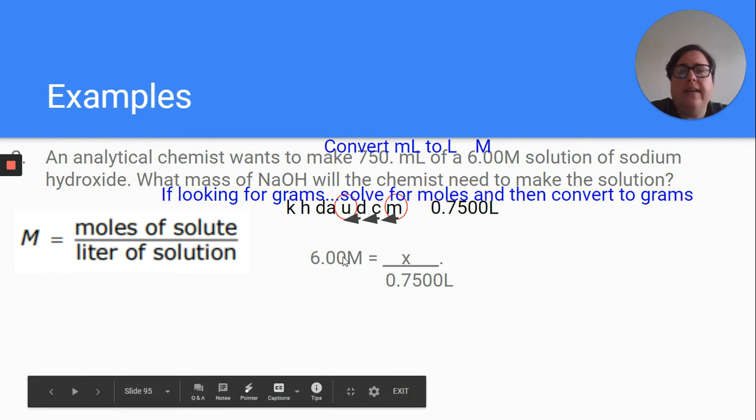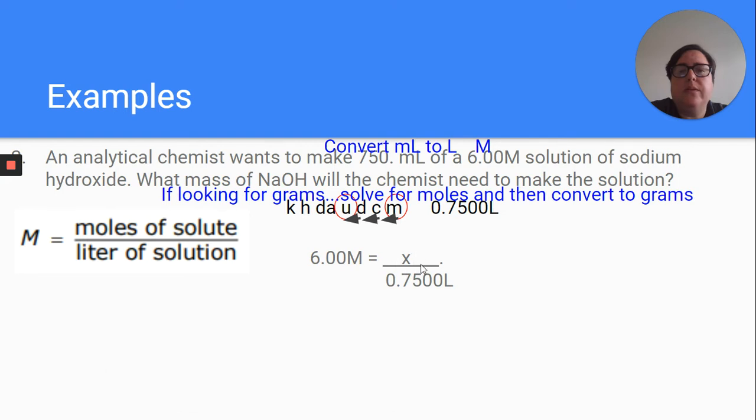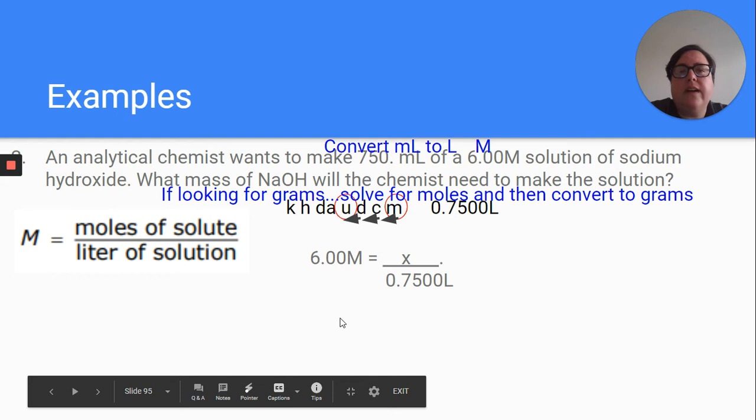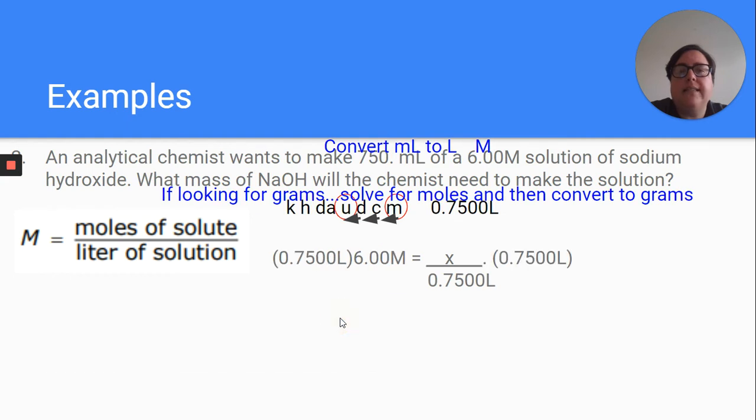formula. We have our molarity, and that's equal to moles, which is what we're looking for, divided by liters. So to find or solve for X, we would multiply both sides by our volume. And so X ends up being 4.5. Now let me show you what's happening with the units.